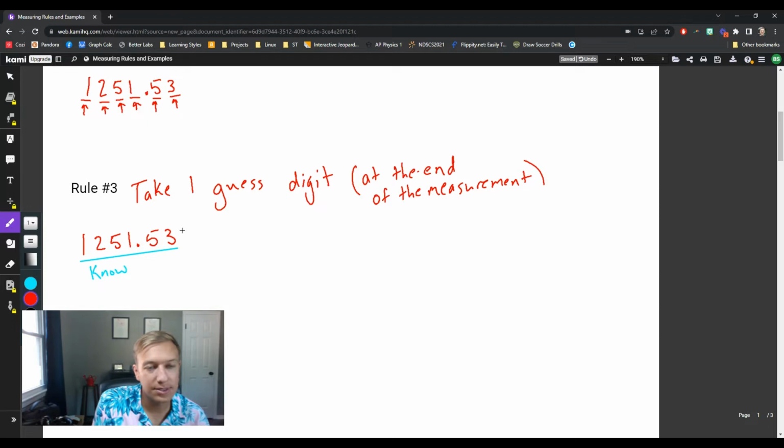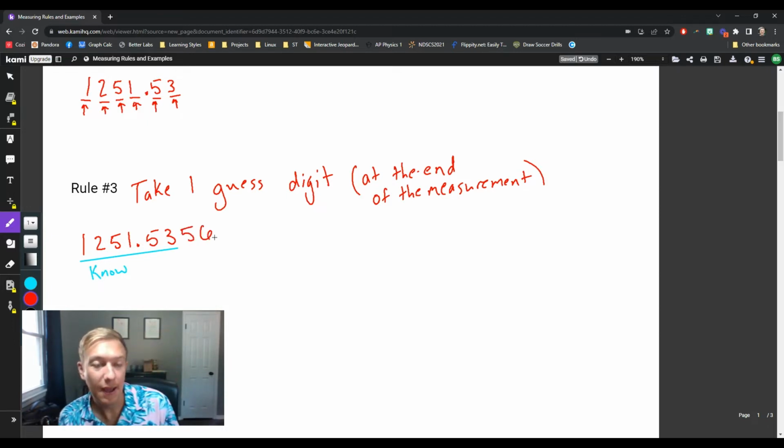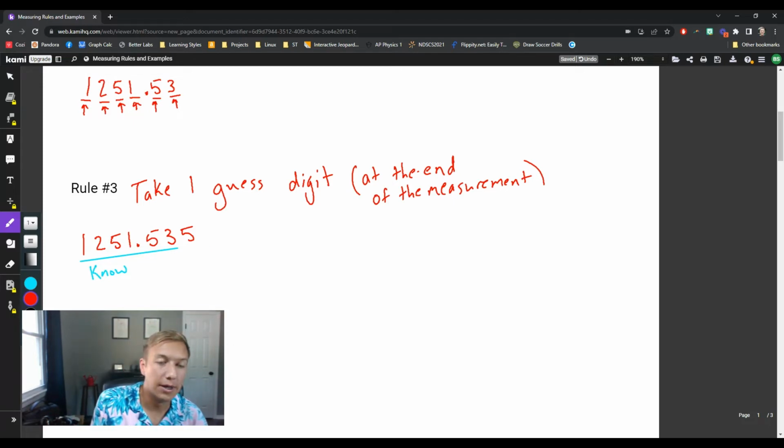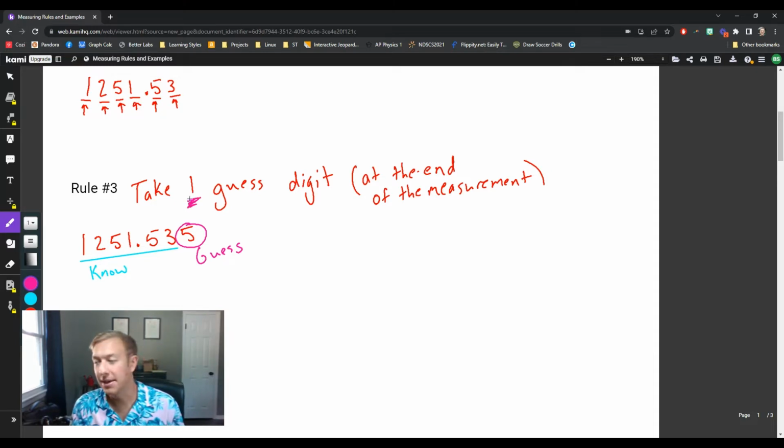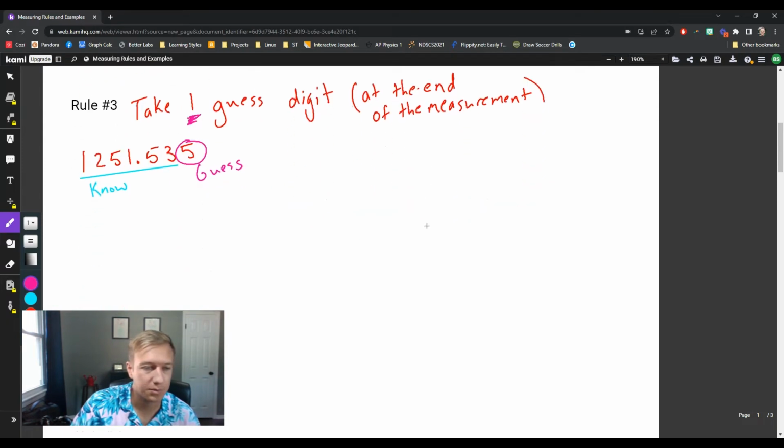But what I can't do is say 5, 6. I can't say, oh, well, it's a little bit more than halfway, but maybe not quite all the way there. I only get one guess digit. So I can say this 5 here is my one guess digit. And that's really important. That's a very common mistake that people make, is that they'll guess more than one. Or sometimes they will forget this guess digit. So make sure that you remember that you do get that guess.